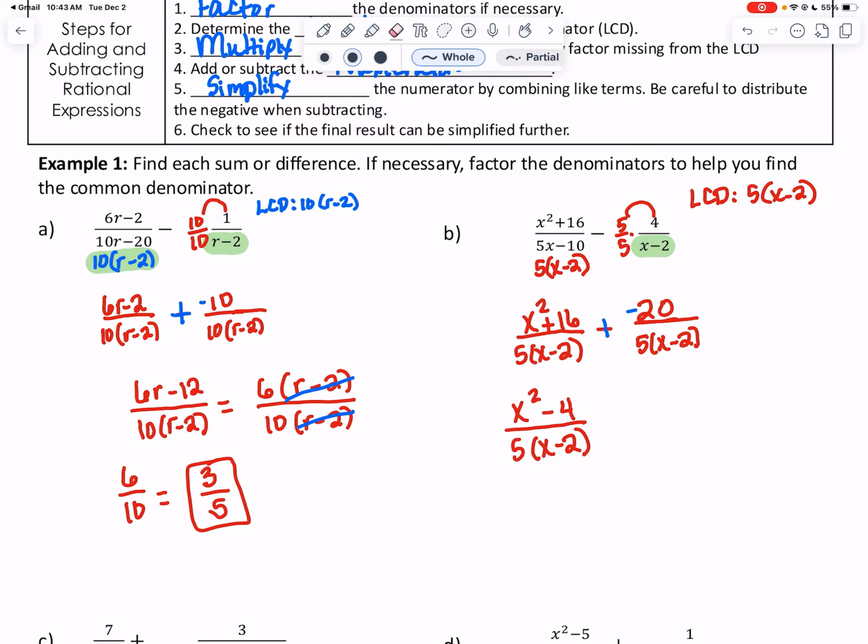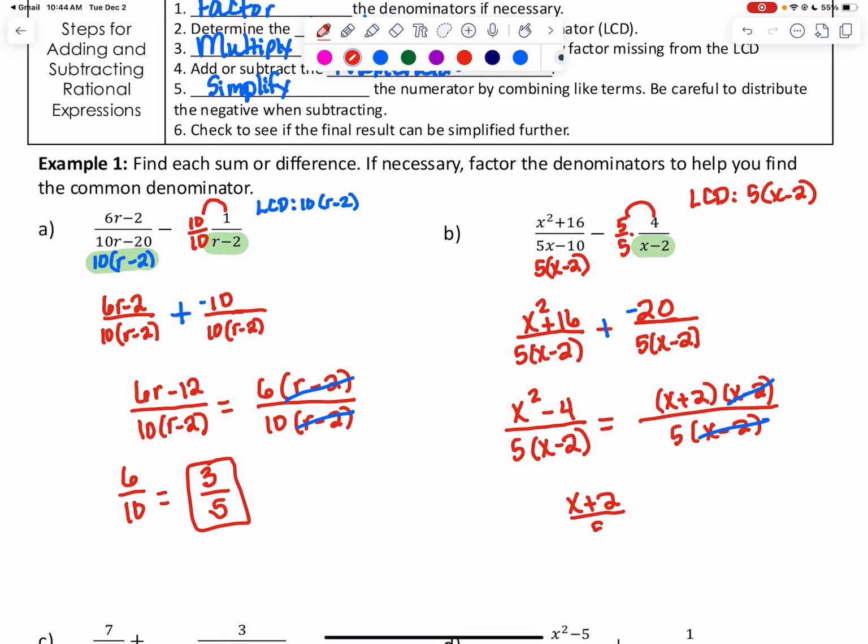Now, before you box that in, you want to look at the numerator. You want to ask yourself, will the numerator simplify any further? Well, x squared minus 4 is a difference of 2 squares. So we can factor the numerator further into x plus 2, x minus 2. In the denominator, we have 5 parenthesis x minus 2. Now, look for any common factors that can cancel, and I notice I have an x minus 2 and an x minus 2 here. So our final answer would be x plus 2 over 5.